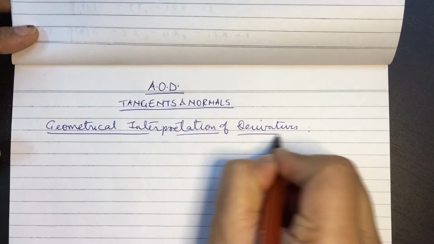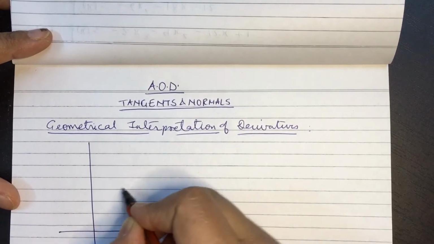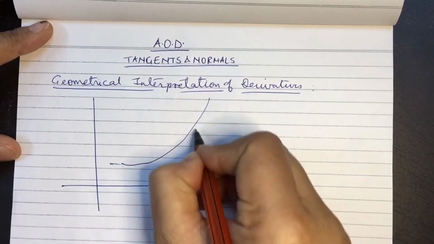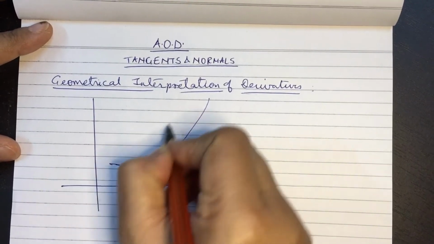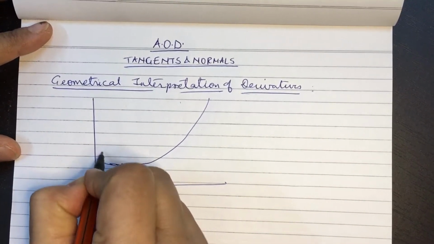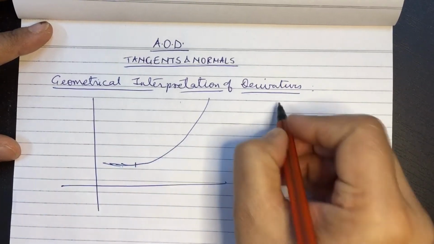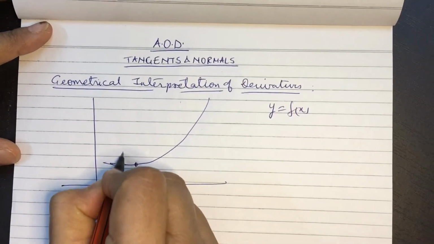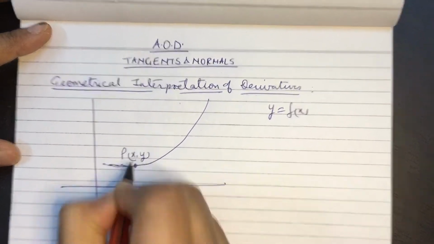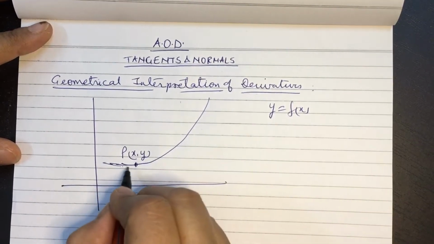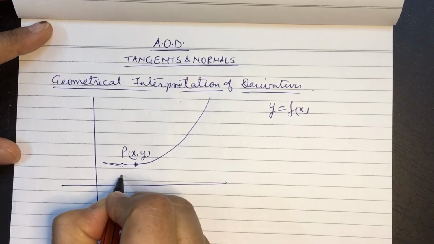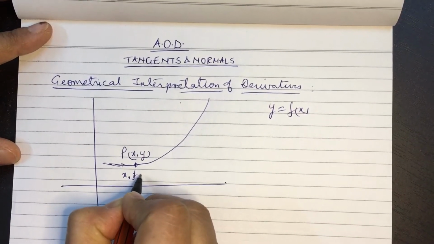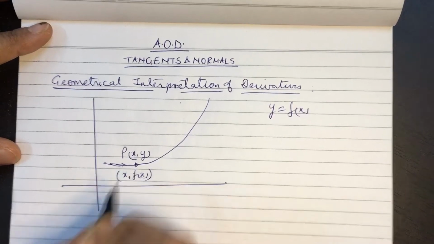Now let's take a continuous curve. So it will have some graph something like this. Okay, so let's take y is equal to f(x) is the curve which we are taking. Now let's take any point P on the curve given by (x, y). Okay, so y is f(x), so we write it as (x, f(x)). This is the coordinate of this point.